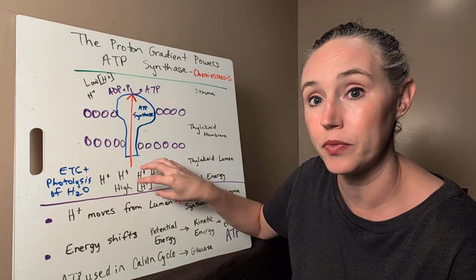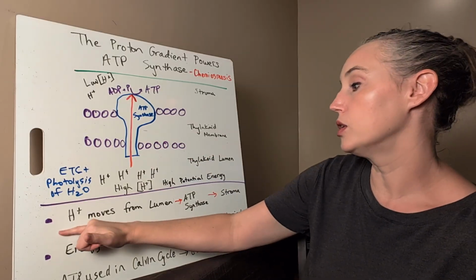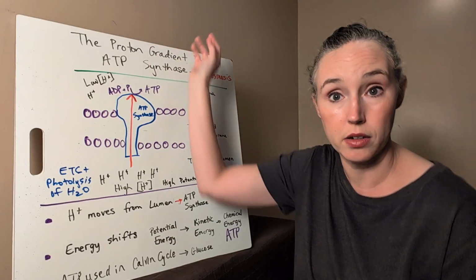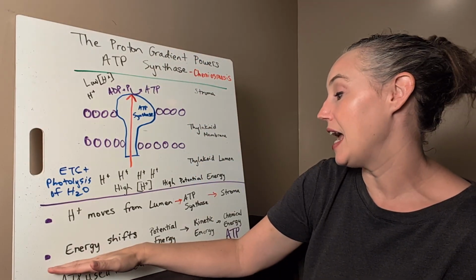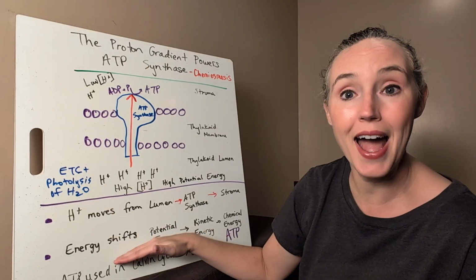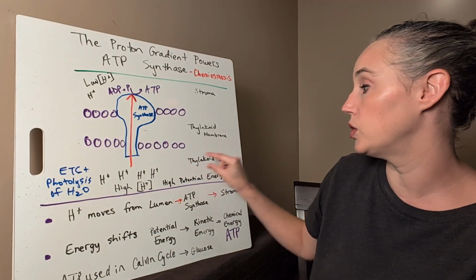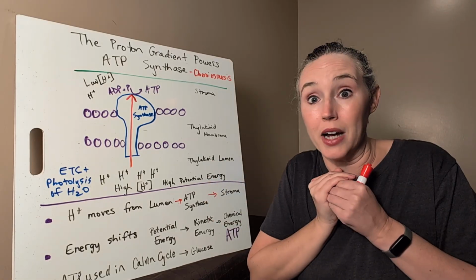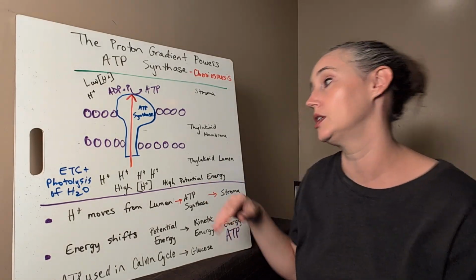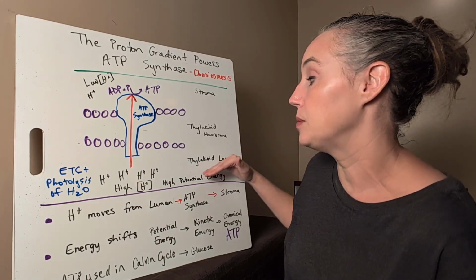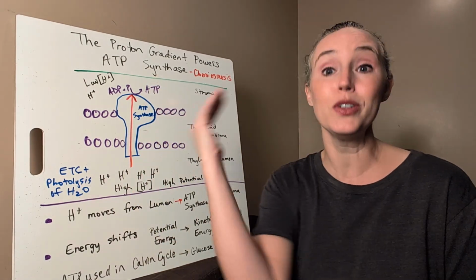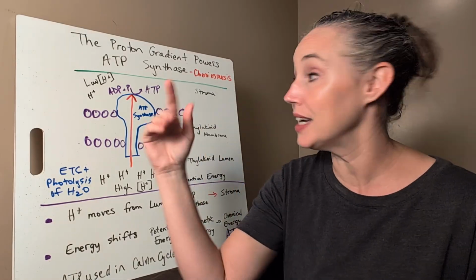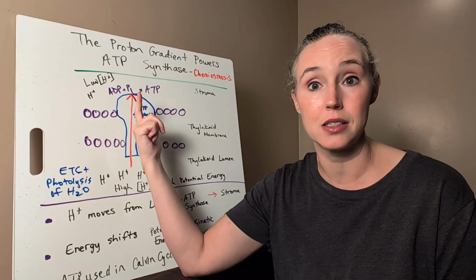section inside the lumen. Then the protons are going to move from the lumen through ATP synthase and into the stroma. All right? The energy is going to shift as these shift. So here we have our energy as potential energy. Just like when a dam holds back water, it's creating potential energy, right? Then as the protons flow through, it's going to physically turn ATP synthase. So we are going from potential energy to kinetic energy here in ATP synthase.